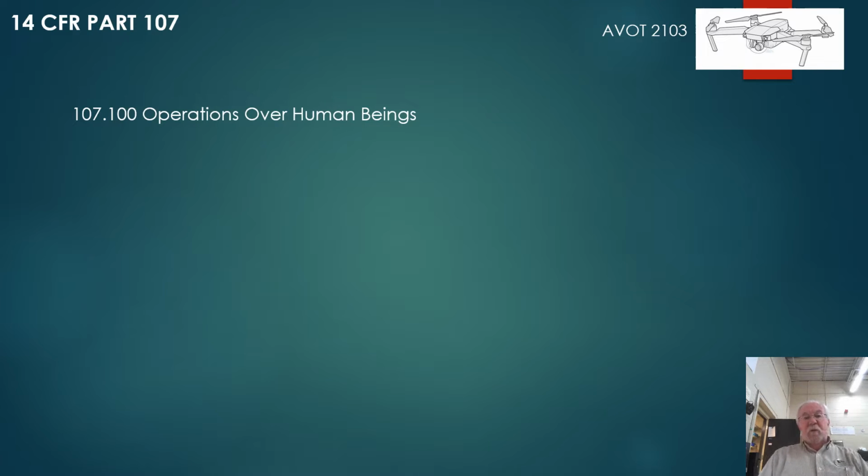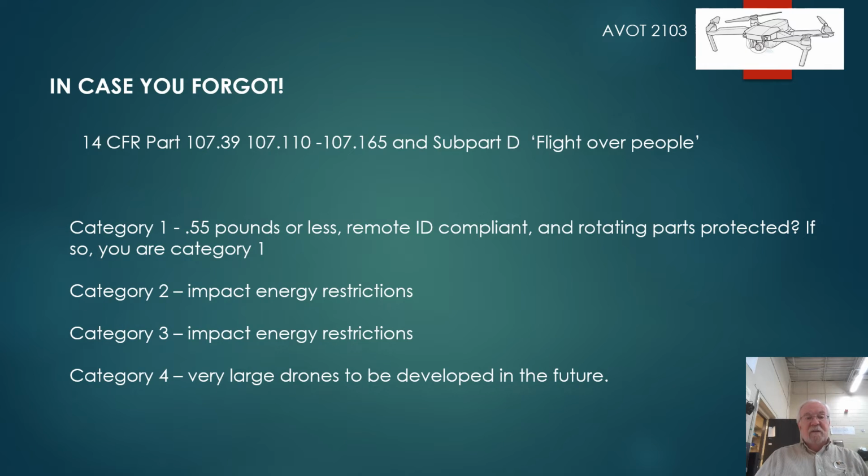Let's see, operation over human beings. This is sort of a review because we did that in Module 1, or Launchpad 1. At this point, you need to be telling me about this because this will definitely be on the test. But remember, there are those different categories. Category 1: 55 pounds or less, remote ID compliant, rotating parts protected. Category 2 and 3, the manufacturer must certify the aircraft, unless you did a home build, and I think there is a way to self-certify.